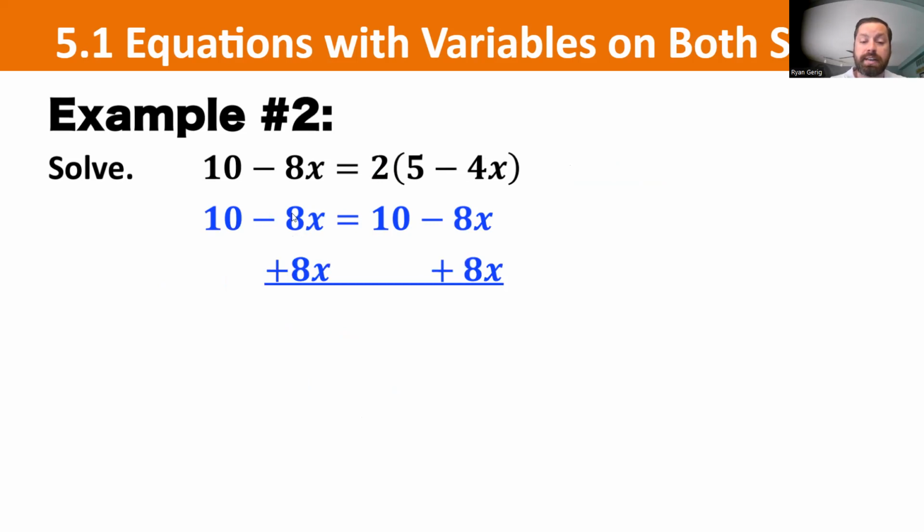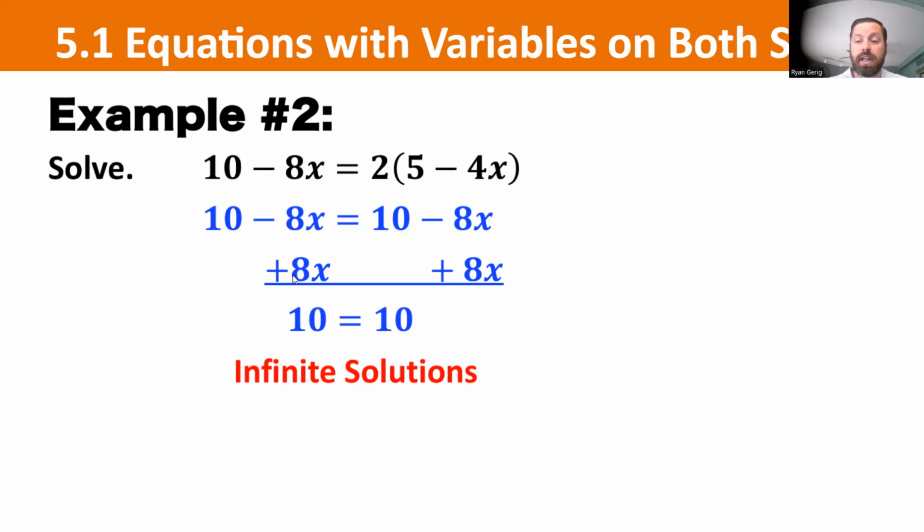Well, on the left-hand side, negative 8x plus 8x makes 0 x's on the left side, so I'm left with 10. On the right-hand side, negative 8x plus 8x is also 0x. I have no x's left in this problem. What do I do? How can I solve for x if I don't have any x's? Well, look what I have left. I have 10 equals 10. That's a true statement. When the variables cancel like that on both sides, when you have no variables left, you could get infinite solutions.